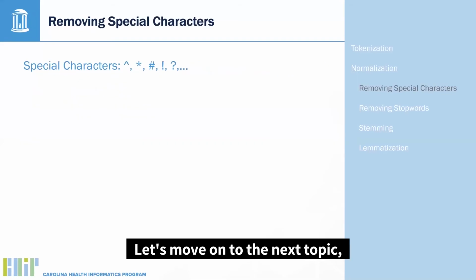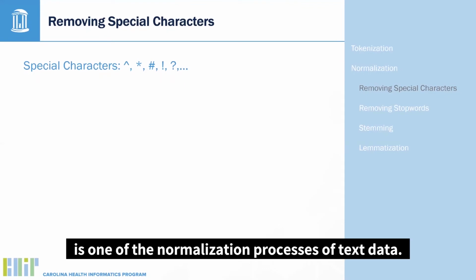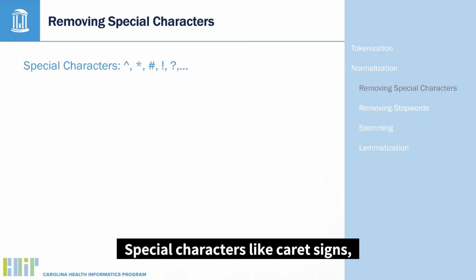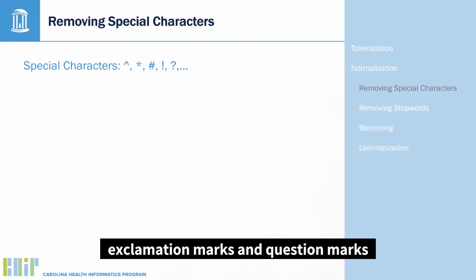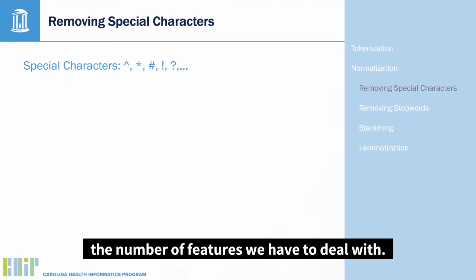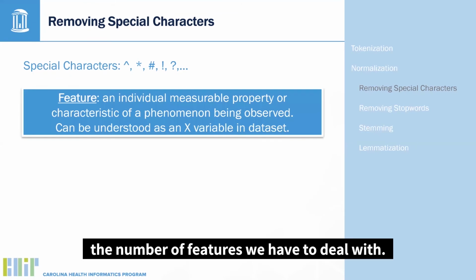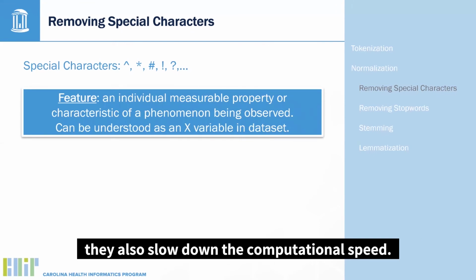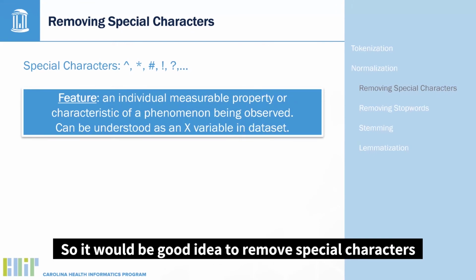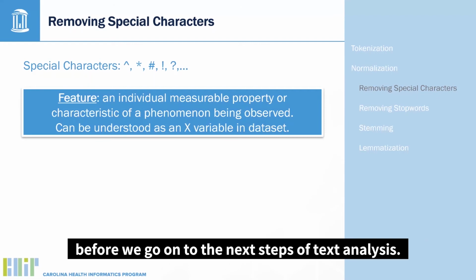Let's move on to the next topic, removing special characters. Removing special characters is one of the normalization processes of text data. Special characters like caret signs, asterisks, pound signs, exclamation marks, and question marks do not provide us much information. Those characters only increase the number of features we have to deal with. Not only do special characters add to the extra noise, they also slow down the computational speed. So it would be a good idea to remove special characters before we go on to the next steps of text analysis.